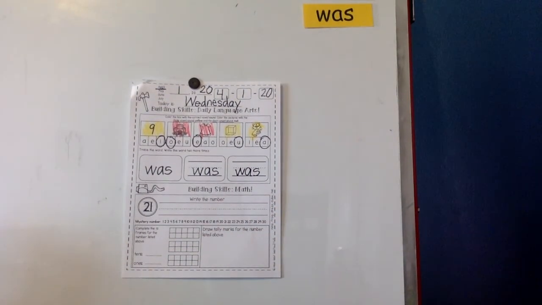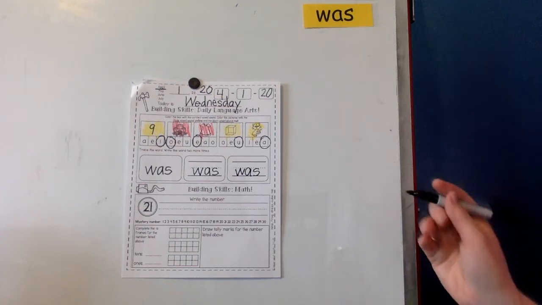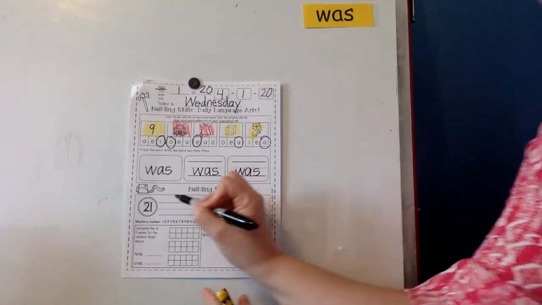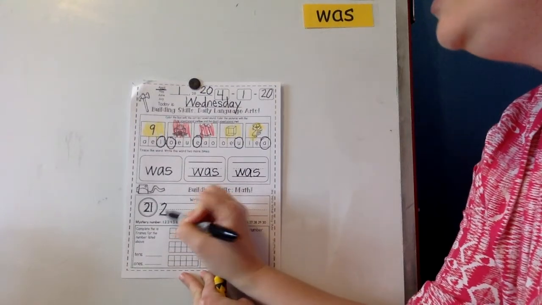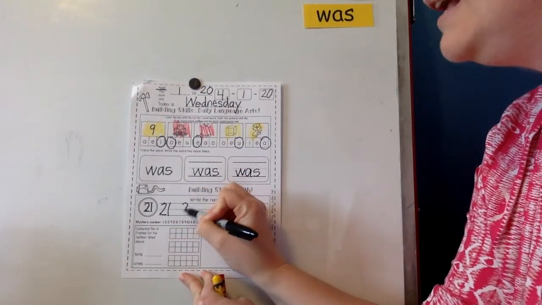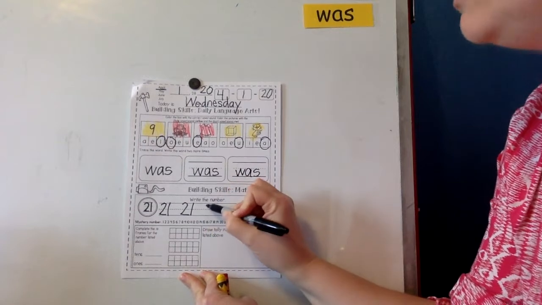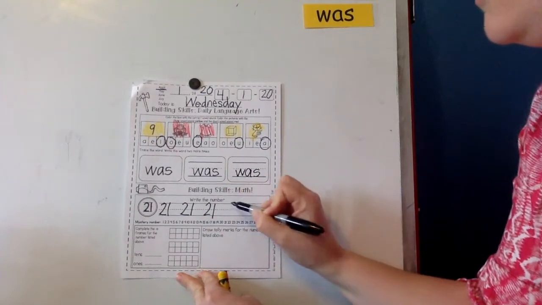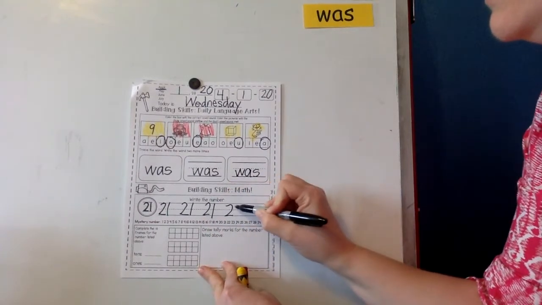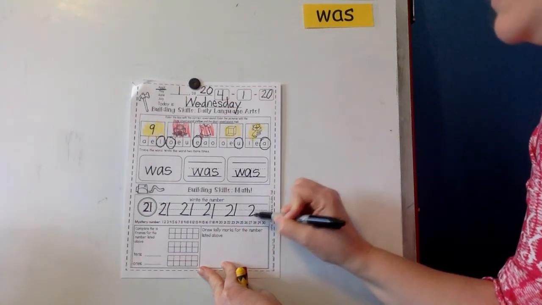All right, now we're going to practice writing the number 21. So remember, we have to do 21, leave a space. So go ahead and write your 21s on the lines, leaving a space.